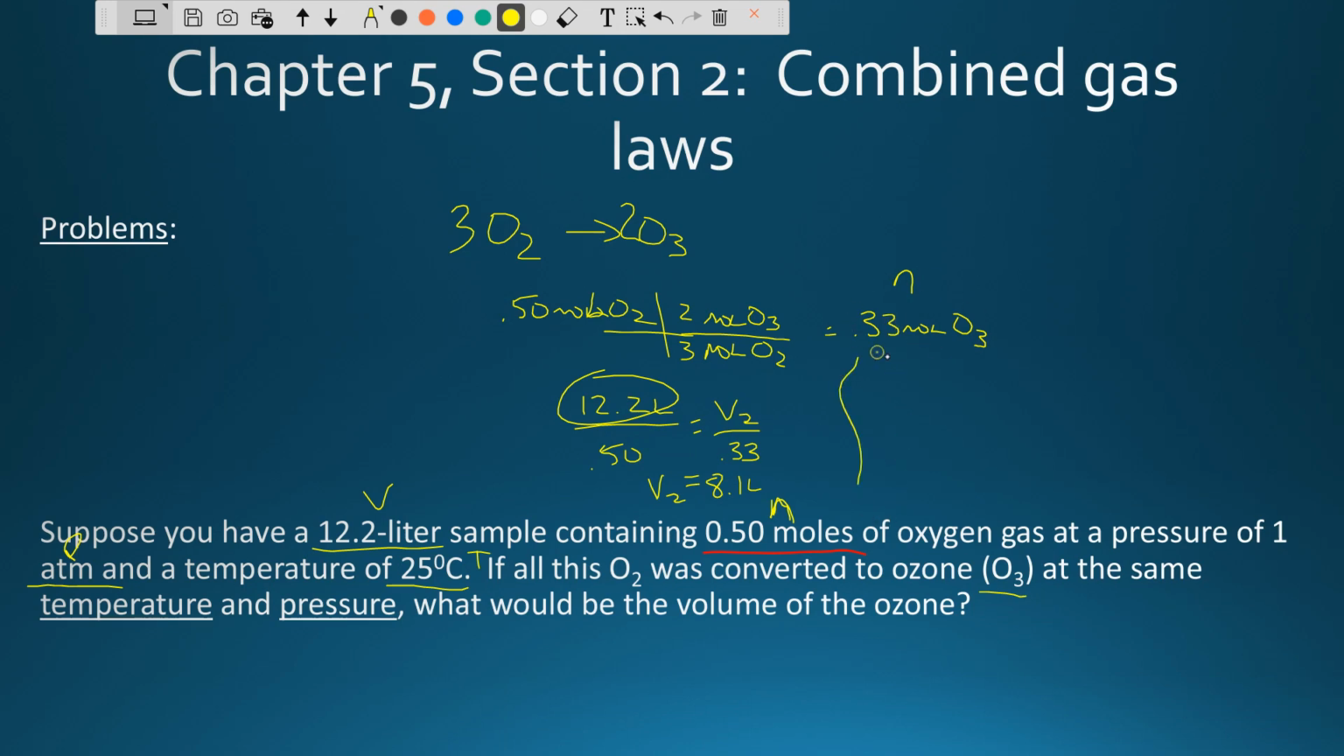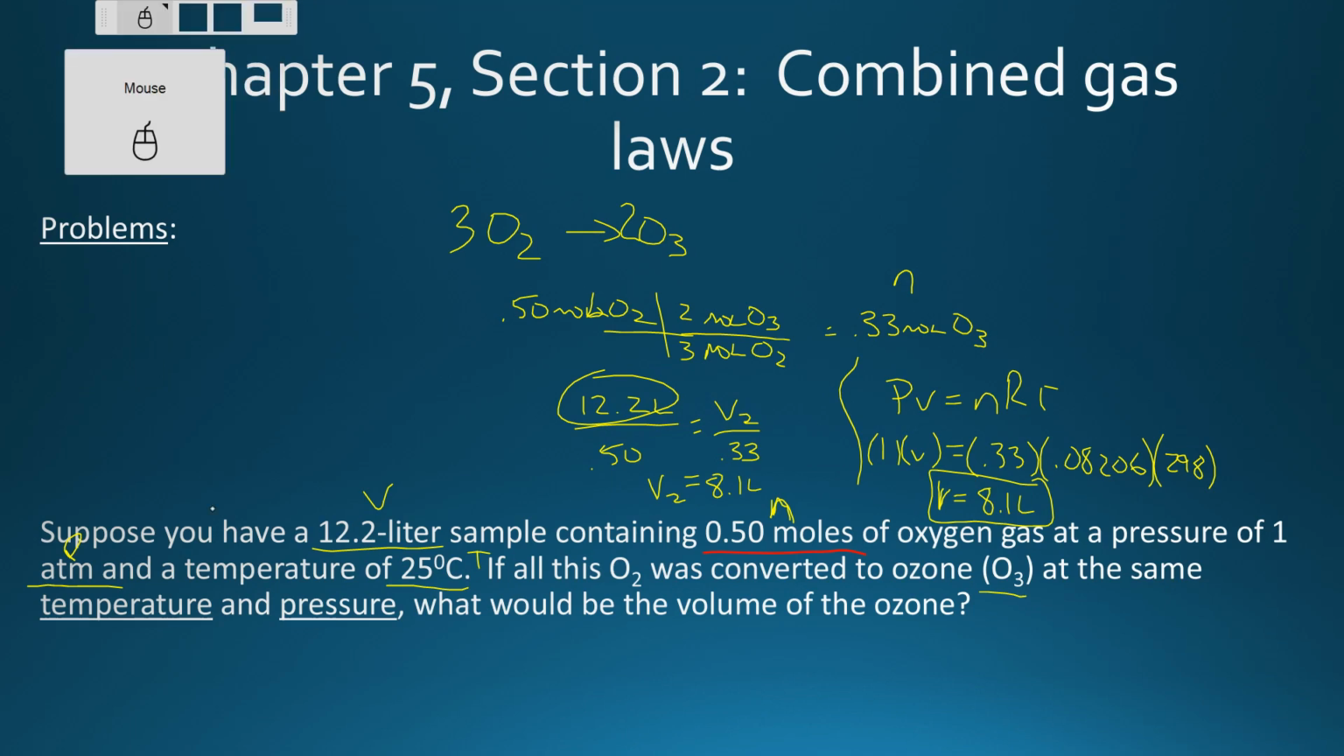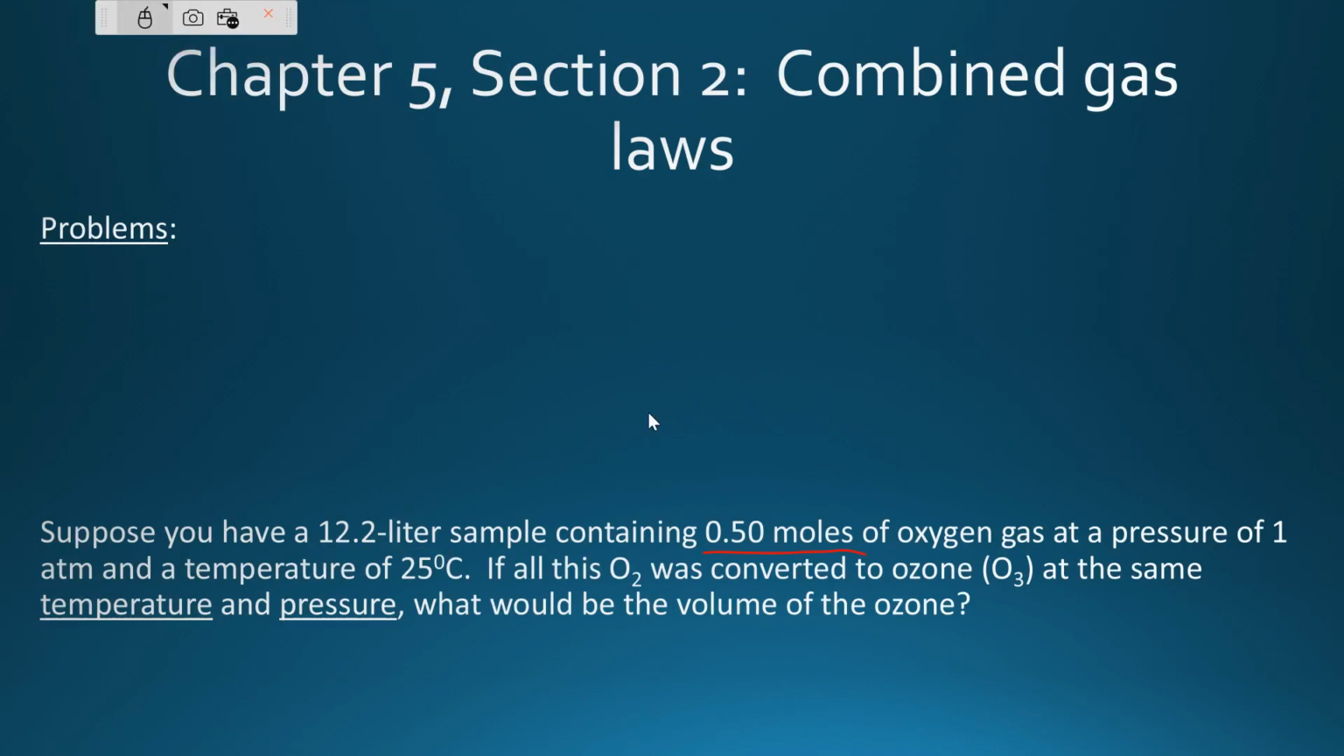But if I was going to be converting my ozone, most people would probably approach it with PV = nRT. The pressure in there is going to be 1 atmosphere. My volume is what we're solving for. I found my 0.33 moles, times 0.08206, and my temperature at 25 degrees was 298 Kelvin. So my V value in this case once again ends up being 8.1 liters. Either way works. Just keep track of those values and make sure you convert to moles first.